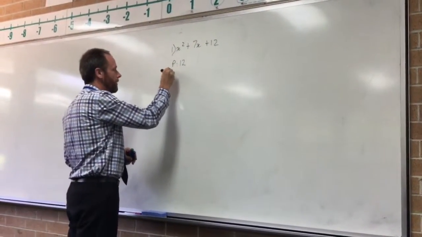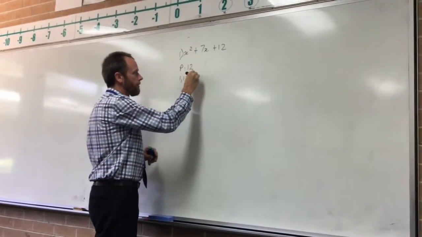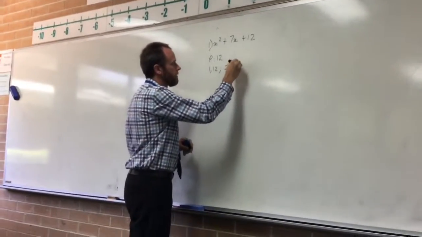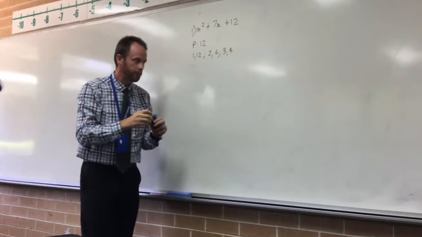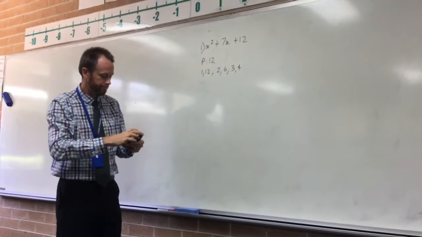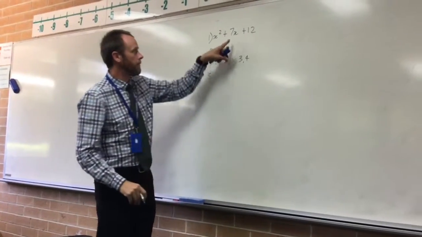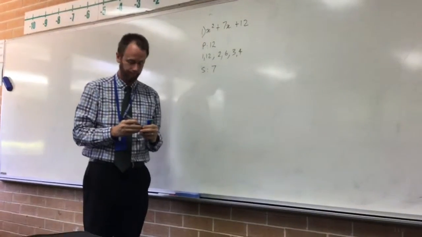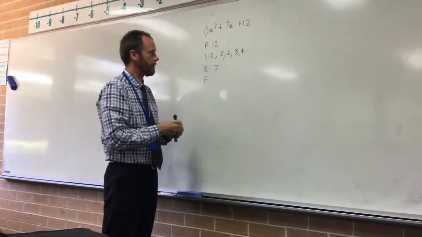I then work out what numbers multiply together to give 12. The numbers that will multiply together are 1 and 12, 2 and 6, 3 and 4. That's my product. I'm then looking for the sum. I'm looking for the numbers that will sum together to give 7. So finally I need to find the factors that work in that way.